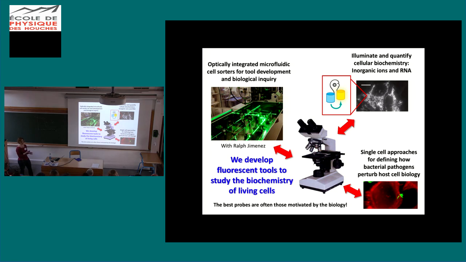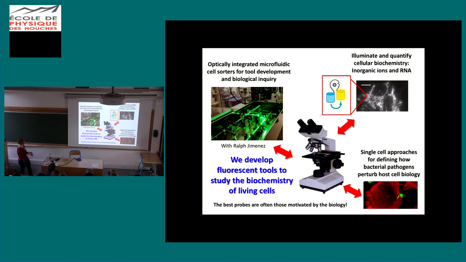So in my lab, we develop fluorescent tools to study live cells. Because we feel the best probes are often those motivated by biology, most of our work is using model systems to try to understand how cells manage metal ions or inorganic ions and RNA, and then studying host pathogen interactions. But in doing this, we need to develop better probes. We need brighter fluorophores, we need more photostable fluorophores, and we might want to manipulate the properties such as blinking and some of these photophysical properties.